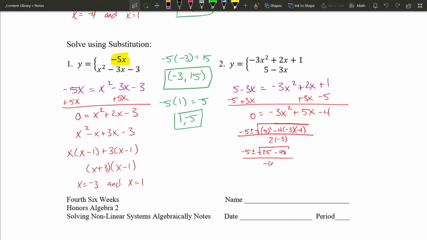If you wanted to keep working it out and do negative 5 plus or minus i square root of 23, over 6, you could, but I didn't see a reason to. Don't make no sense.